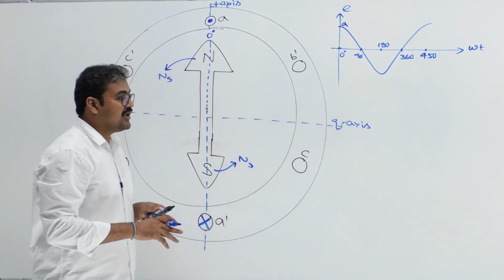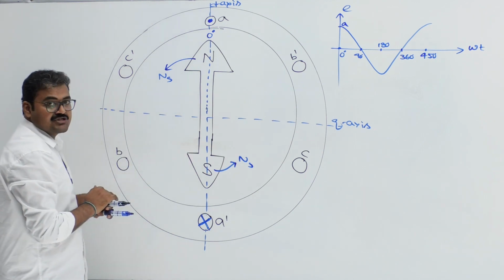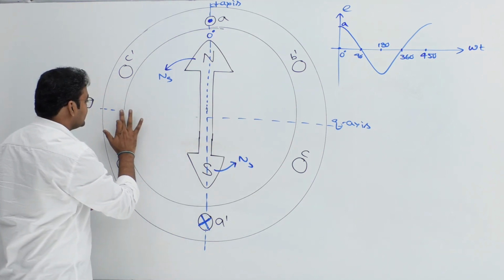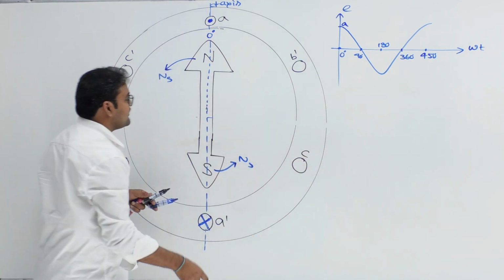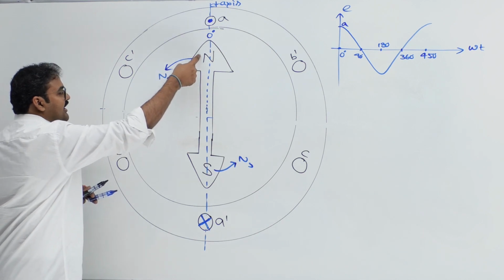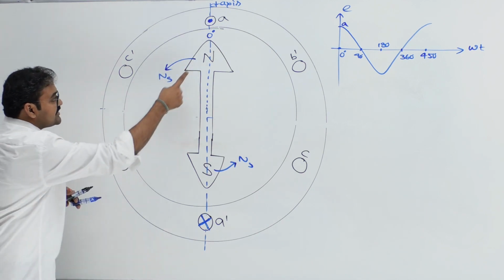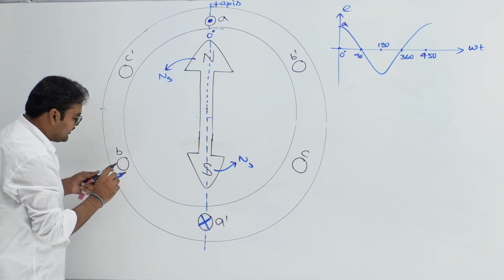Very clear. Next, tell me, as the rotor is rotating in anti-clockwise direction, after how many degrees, which phase winding voltage becomes maximum? You see, as the rotor is rotating in anti-clockwise direction, can I say after 120 degrees, that north pole will come to phase B position? Let me draw that rotor diagram.